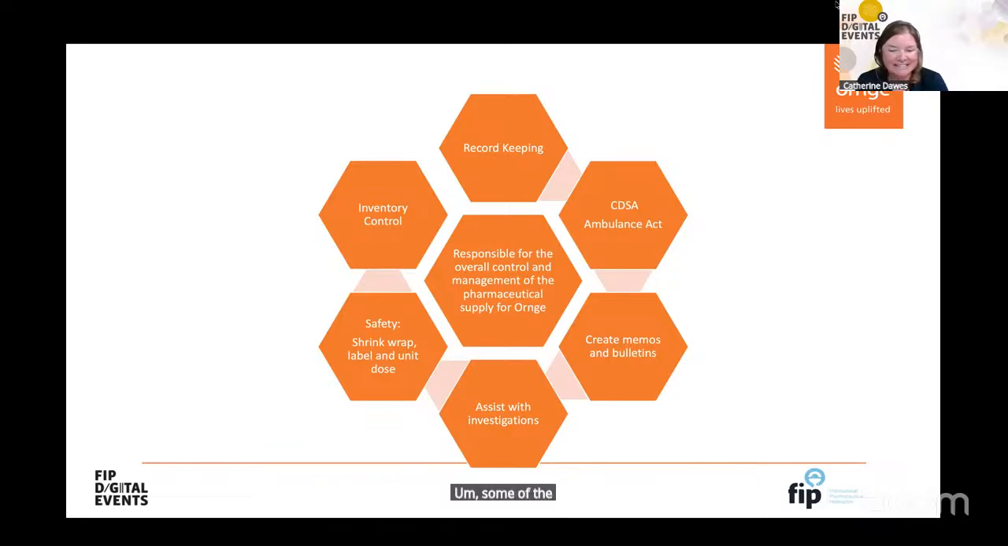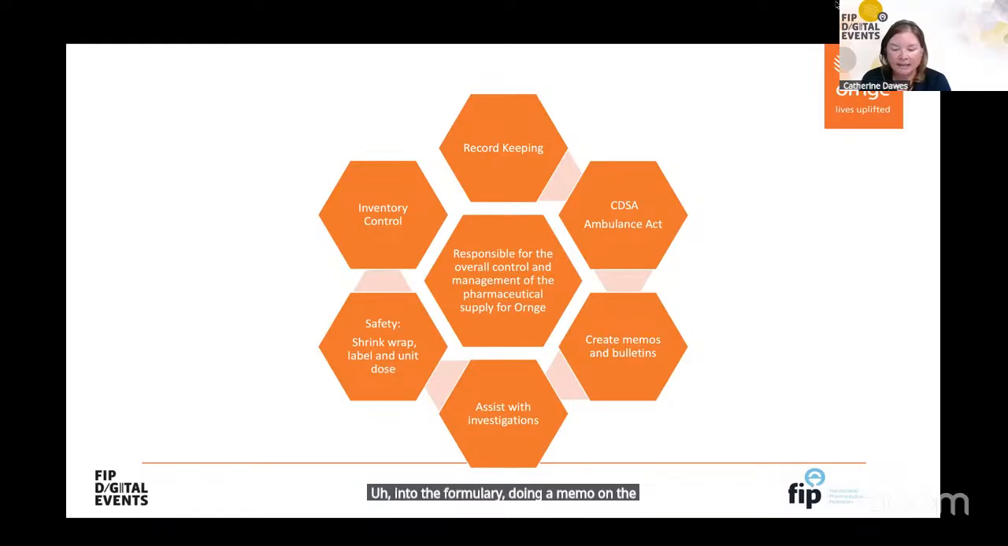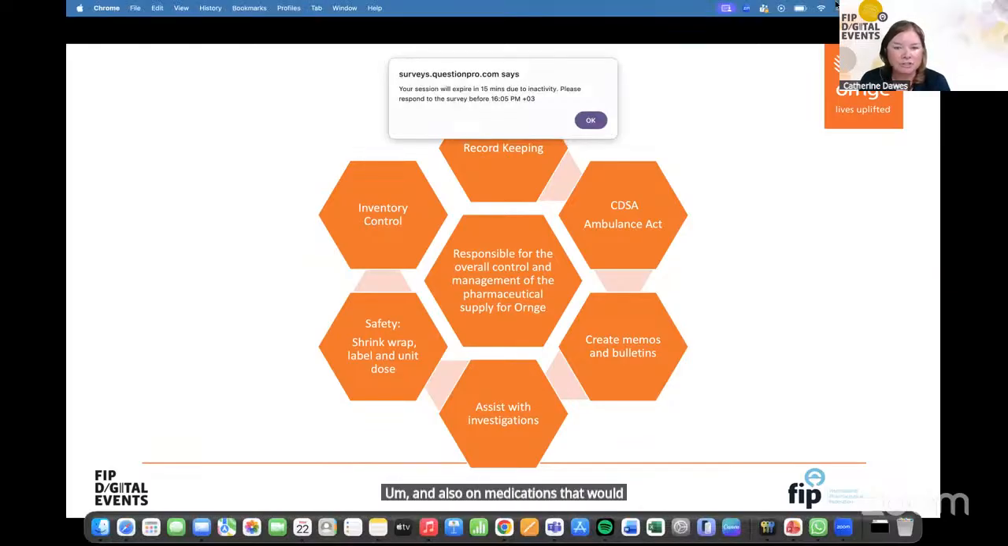Some of the responsibilities, so narcotics, controlled substances, so balancing the daily sheets, doing month-end reports, keeping a perpetual inventory, very important to have all the documentation ready and in order. Being familiar with legislation, so keeping up to date, following along with Section 56, creating memos and bulletins. So when there's a new medication introduced into the formulary, doing a memo on the drug, doing memos for frontline staff on drugs that are back ordered, and also on medications that would have changes in appearance.